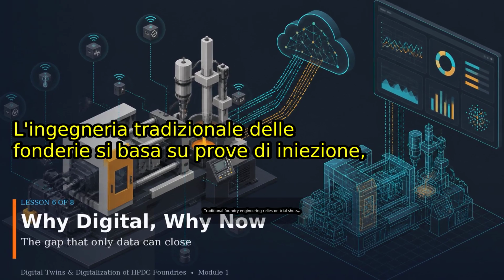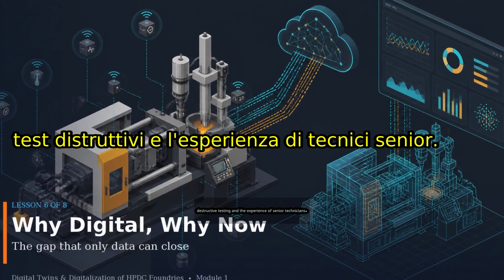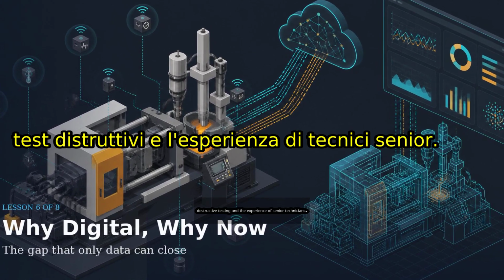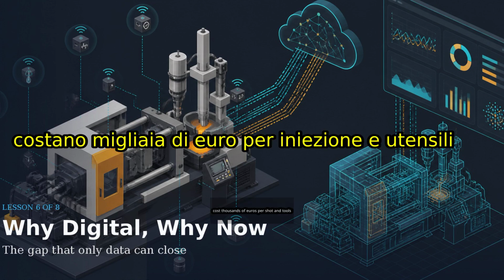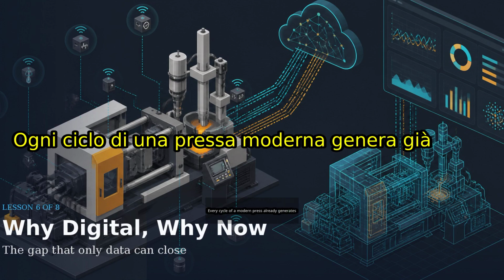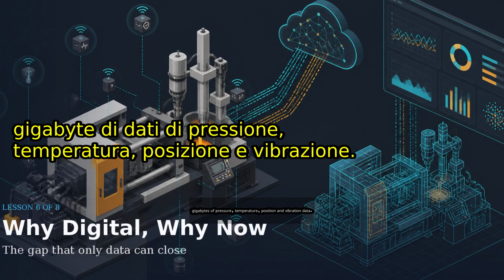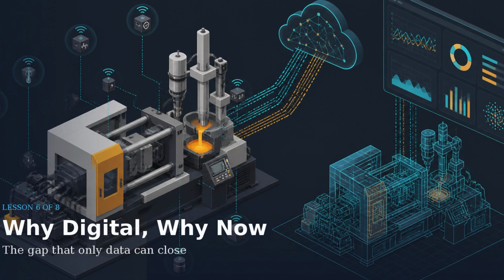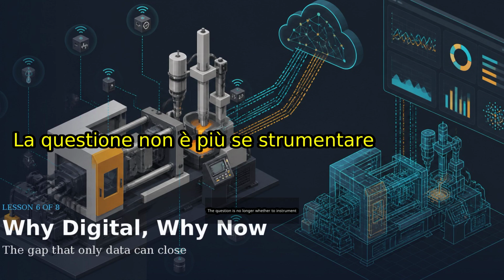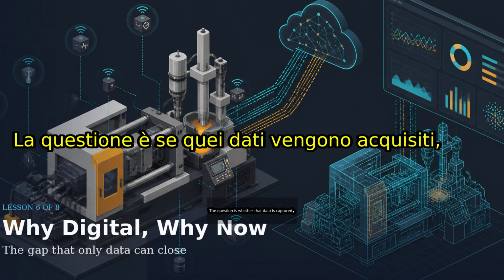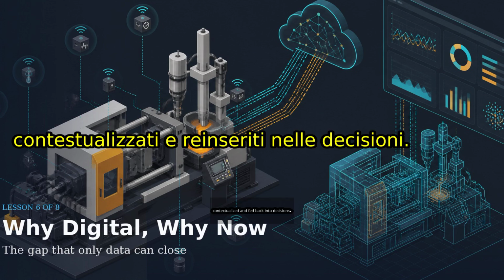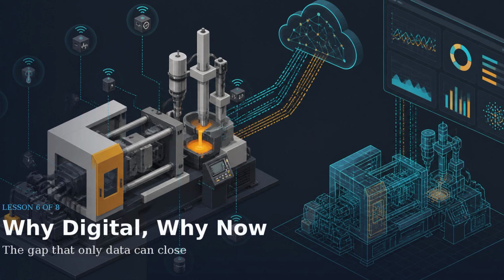Traditional foundry engineering relies on trial shots, destructive testing, and the experience of senior technicians. That model does not scale to parts that cost thousands of euros per shot and tools that take a year to build. Every cycle of a modern press already generates gigabytes of pressure, temperature, position, and vibration data. The question is no longer whether to instrument the process. The machines are already instrumented. The question is whether that data is captured, contextualized, and fed back into decisions.